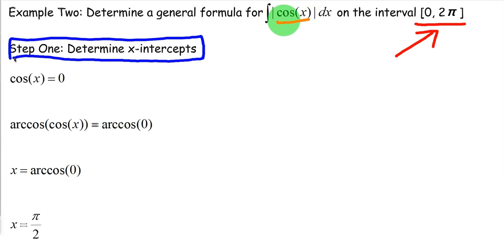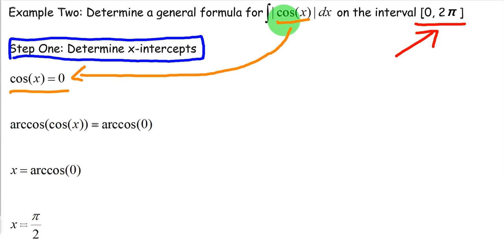We want to figure out where our graph that's inside of the absolute value bar crosses the x-axis. This way we can figure out where it's negative and positive and flip the negative pieces up by multiplying them by -1. So where does cosine of x equal 0 on the interval 0 to 2 pi? This kind of just goes back to your unit circle and knowing where cosine is equal to 0 on the unit circle.